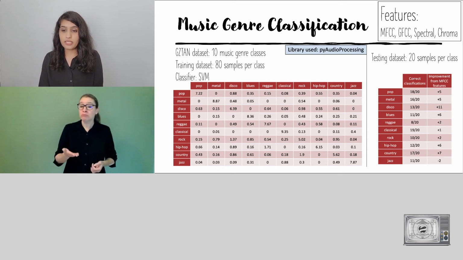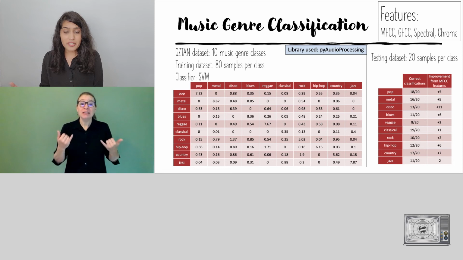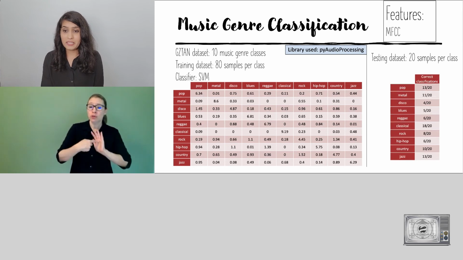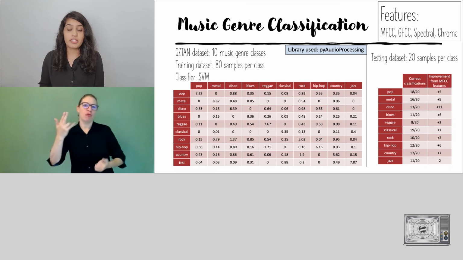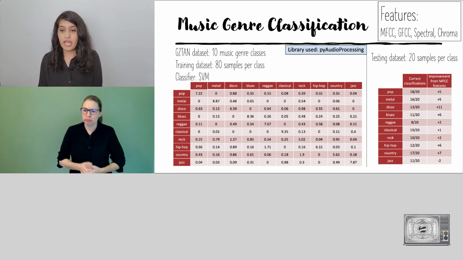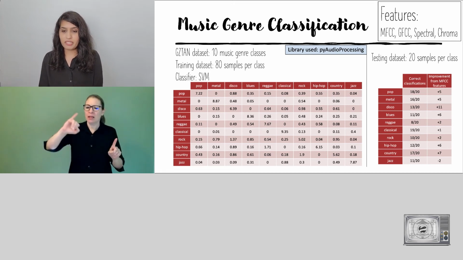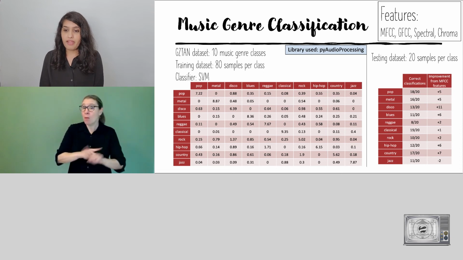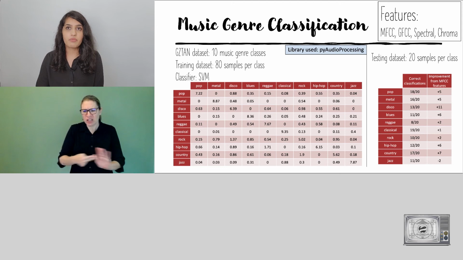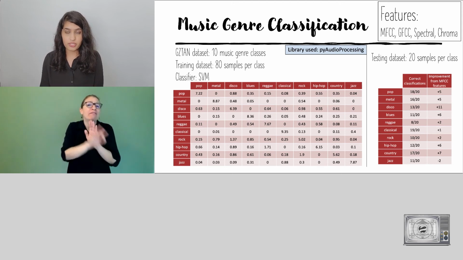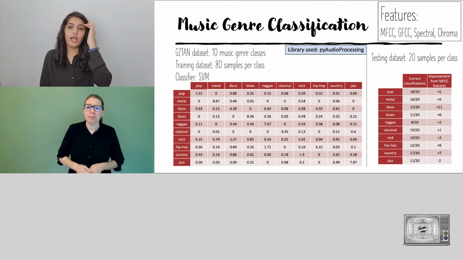So now we see disco, we only had 4 out of 20 correctly classified, and now we have 13. So there is a very big improvement, and we see mostly there is improvement except for jazz, but overall every single class is now doing better. And this is just with experimenting with more features and adding more features that are available with the library.